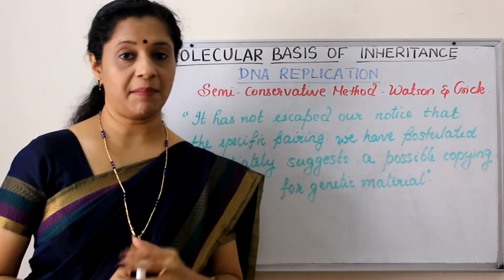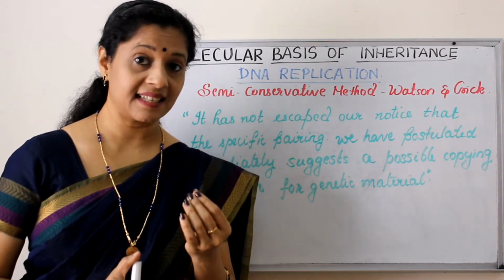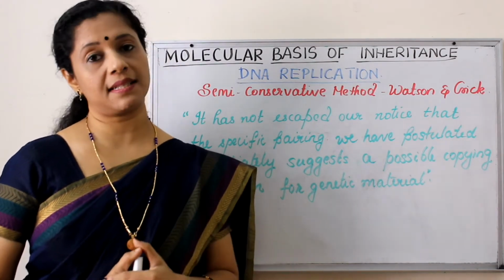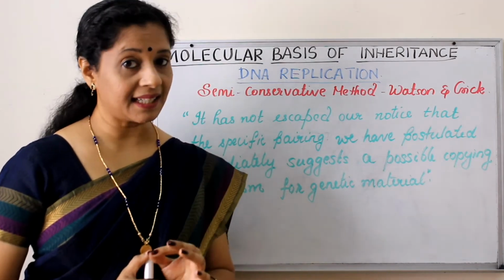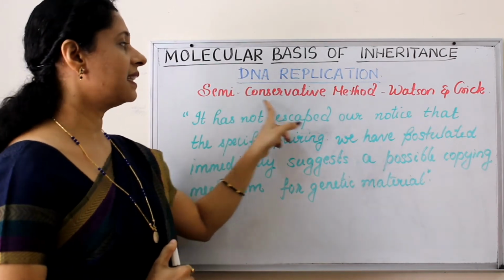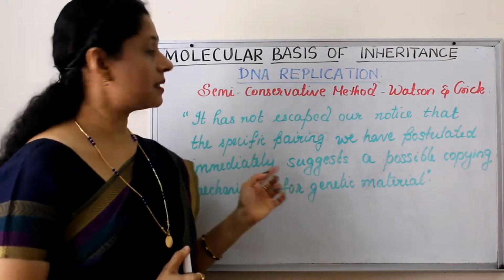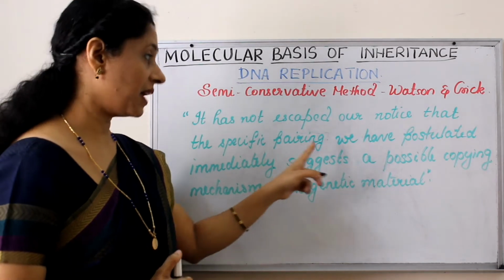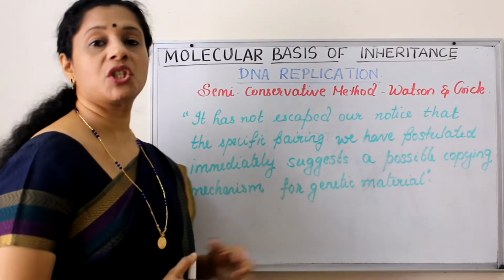DNA is our genetic material. The most important characteristic of DNA is that it can make an exact copy of itself. And that is the very basis of life, and that process is called DNA replication. Watson and Crick proposed the double helix model of DNA. During that time itself, they suggested the semi-conservative method of replication. So if we take their words, it has not escaped our notice that the specific pairing we have postulated immediately suggests a possible copying mechanism for genetic material.